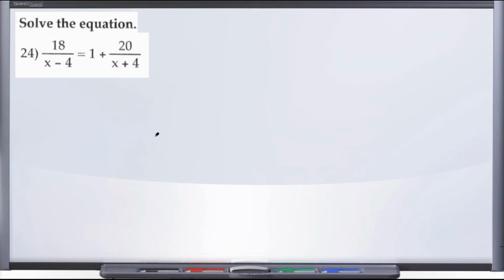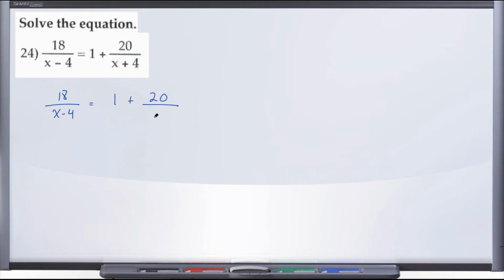All right, let's take a look here at number 24, and again, we're still solving the equation, and we've been given 18 over x minus 4 equals 1 plus 20 over x plus 4. So let's go ahead and, like we've been doing, we'll rewrite the original equation.